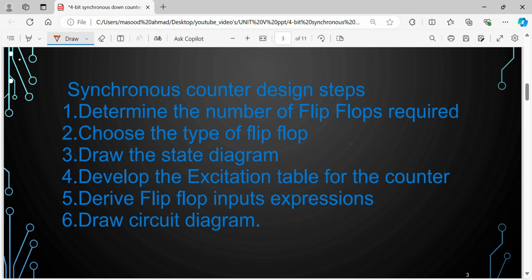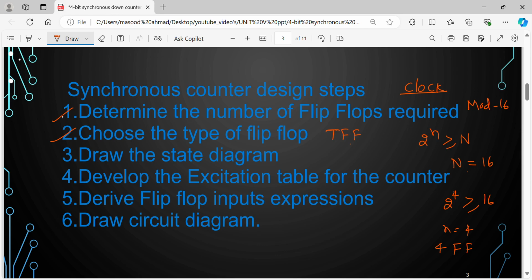Okay, so it's a synchronous counter. Synchronous counter means the clock is the same, the clock is common. So what we are trying to look at is 2 power n should be greater than or equal to capital N, where capital N is the mod number. Now this is a mod 16 counter, so N is equal to 16. So 2 power 4 should be greater than or equal to 16. n is equal to 4, so we need 4 flip-flops. This is step 1. Step 2, as usual, T flip-flop we are looking for.